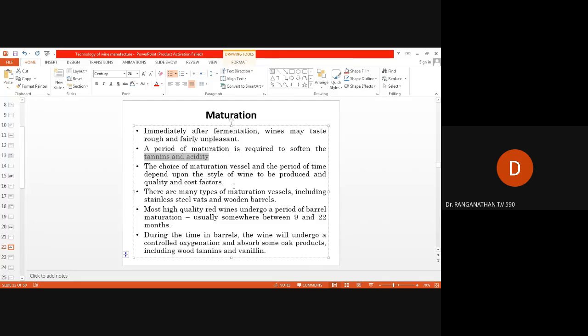So this maturation can be between 9 and 22 months, and during this time, the wine undergoes a controlled oxygenation. This is for the wine which has been fermented in wooden vats. It extracts the tannins and other products from the wood to give a characteristic taste and flavor.